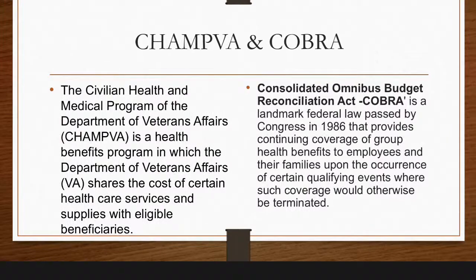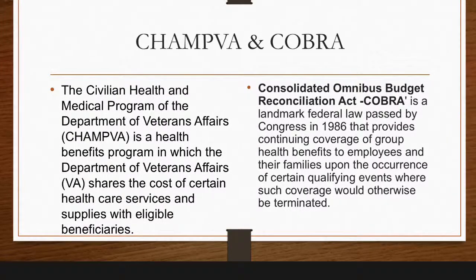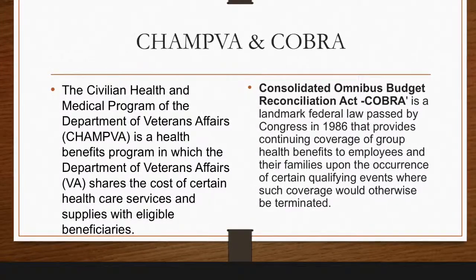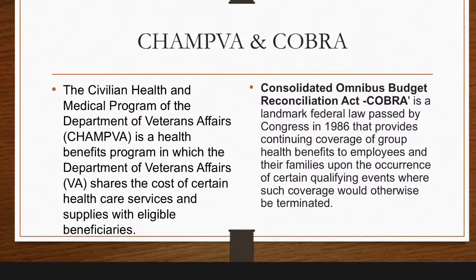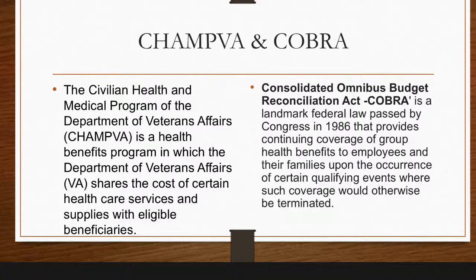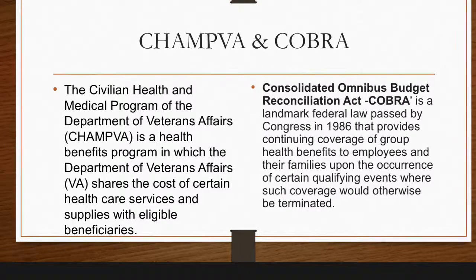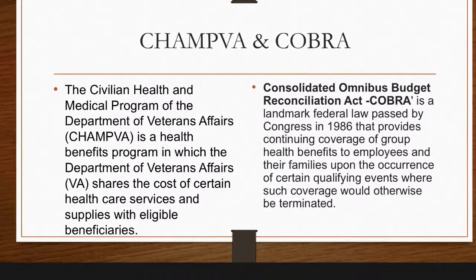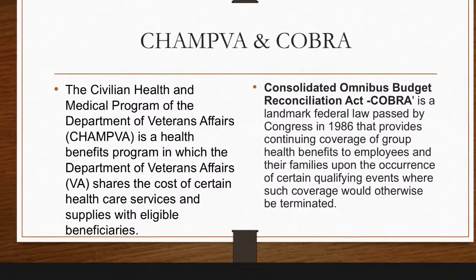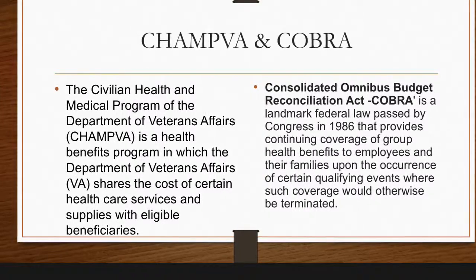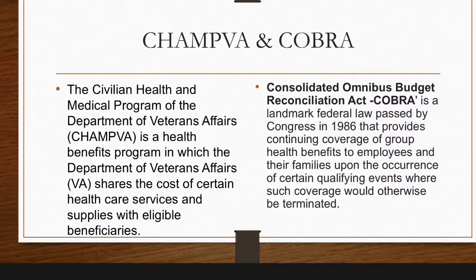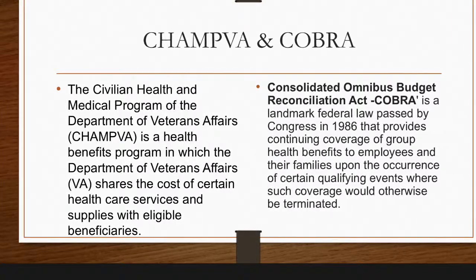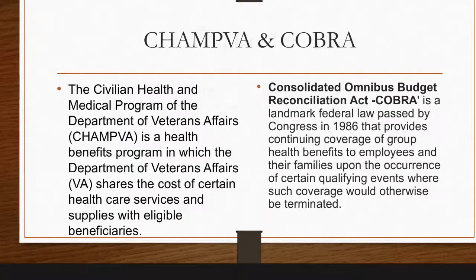Now we're going to talk about CHAMPVA and COBRA. CHAMPVA is a health benefit program in which the VA shares the cost of certain healthcare services, and COBRA is a landmark federal law passed by Congress in 1986 that provides continued coverage of group health benefits to employees and their families upon certain qualifying events where such coverage would otherwise be terminated.